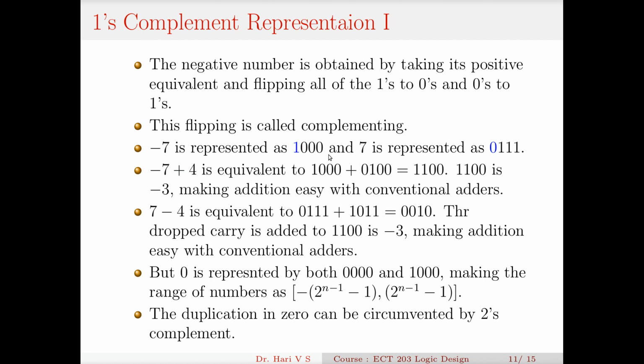Now, how do you write positive 7? Positive 7 means the MSB is a 0. So you write 0. Then it's a positive number, so I don't have to complement that. So I simply write 0, 1, 1, 1.